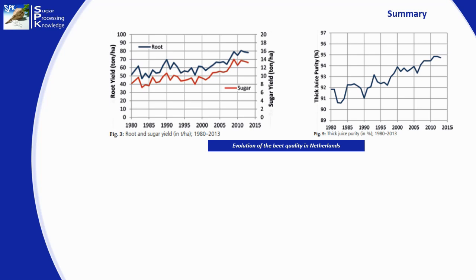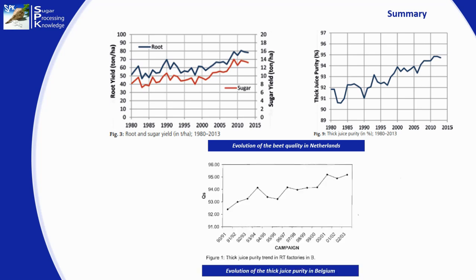The same observation can be made in Belgium through this graph, which traces the evolution of thick juice purity between 1990 and 2003. This is a clear example of the progress made in the beet quality. The thick juice purity went from 92.4 in 1990 to an average of 95 in 2003. This represents an average increase of 0.23 units per campaign.